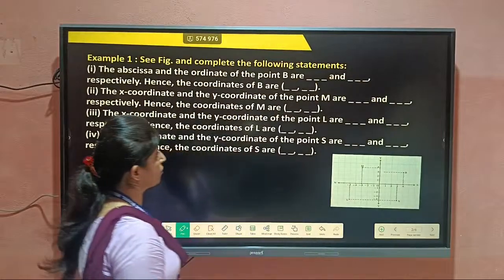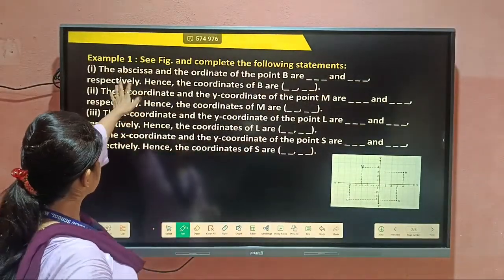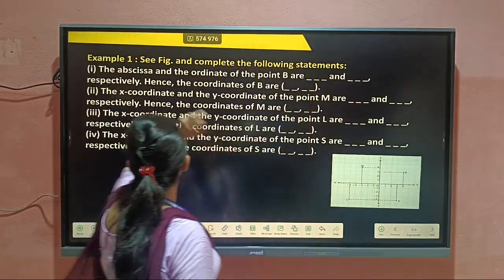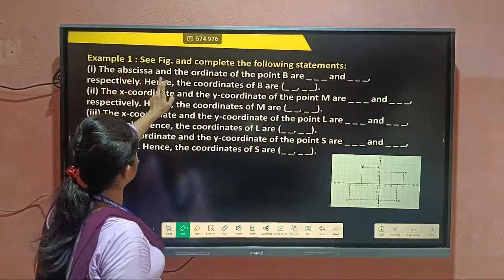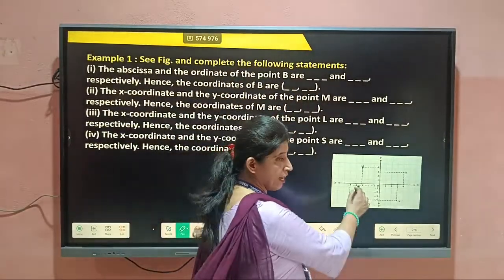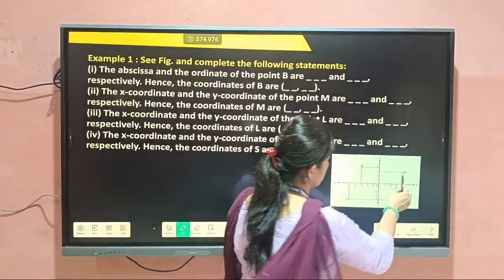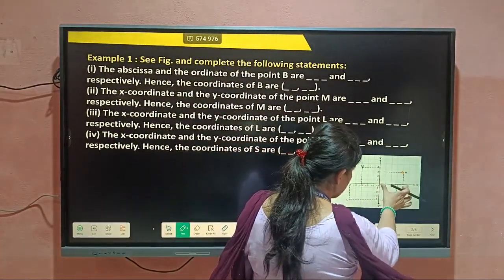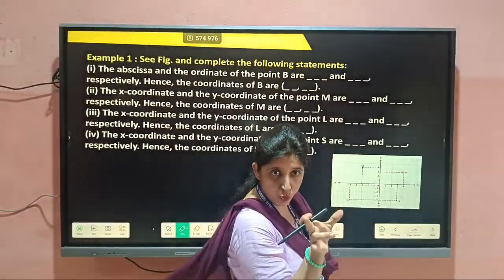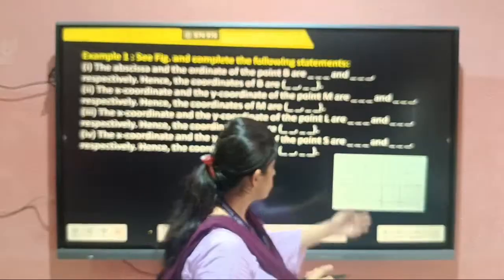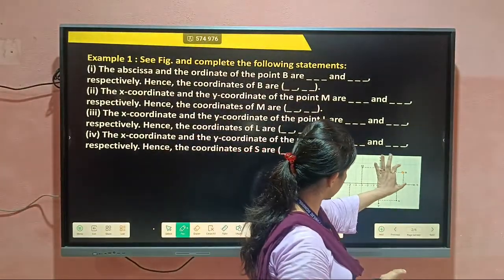Example first we are doing. Complete the following statements. The abscissa and the ordinate of the point B are. Look at here. Where is the B? This point. Now abscissa means x-axis point. Ordinate means y-axis point. So abscissa is the x-axis and ordinate is the y-axis point.